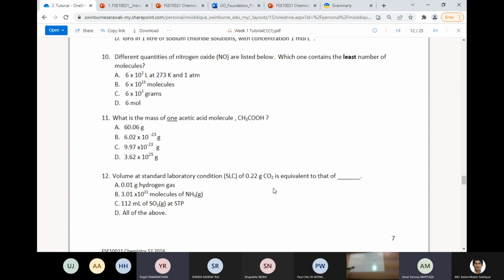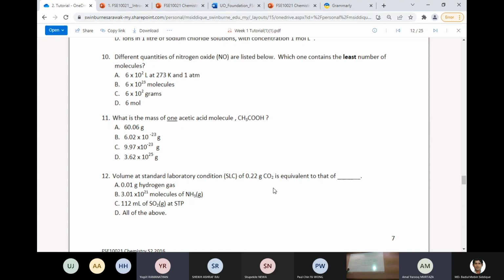Number 12 says that the volume at standard laboratory condition of 0.22 gram of carbon dioxide is equivalent to that of. Here there's the trick. That's why I wanted to come here, because the rest are easy. Online, please listen. Question number 12: volume at standard laboratory condition, SLC, we will learn later on, of 0.22 gram carbon dioxide is equivalent to that of what?